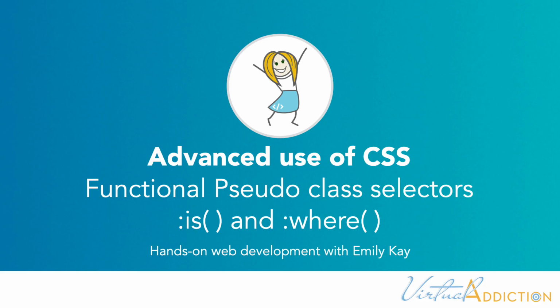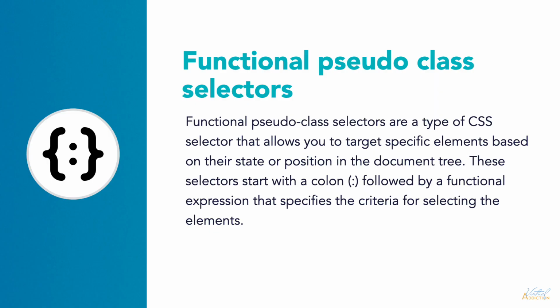We're going to be talking about a few of the new functional pseudo-class selectors in CSS. In this exercise, we will specifically be working with is and where. Pseudo-class selectors are a type of CSS selector that allow you to target specific elements based on their state or position in the document tree. These selectors always start with a colon, and they're followed by a functional expression that specifies the criteria for selecting the elements.